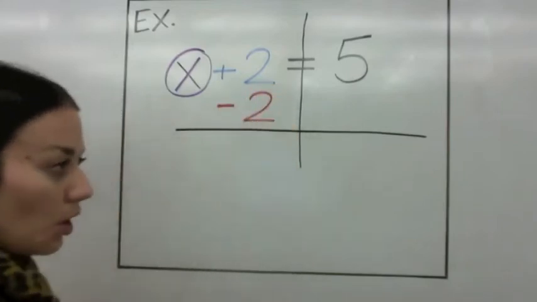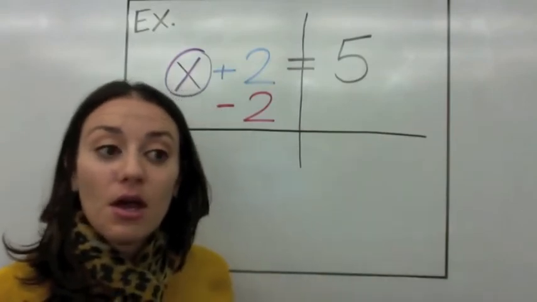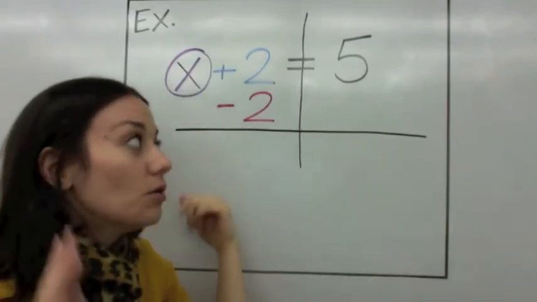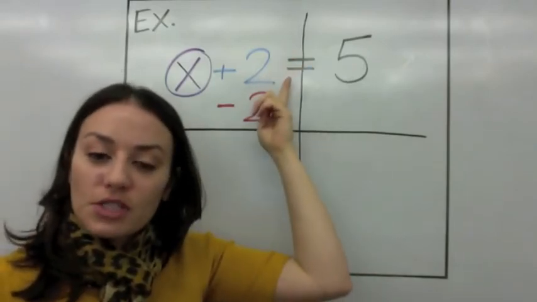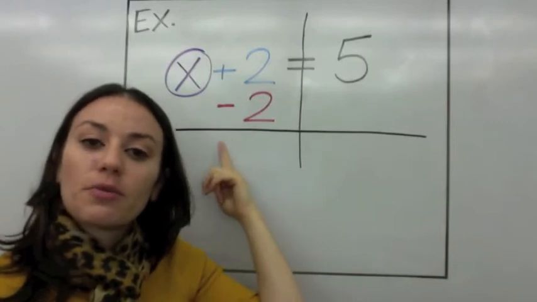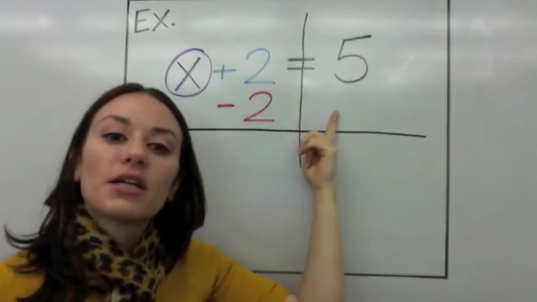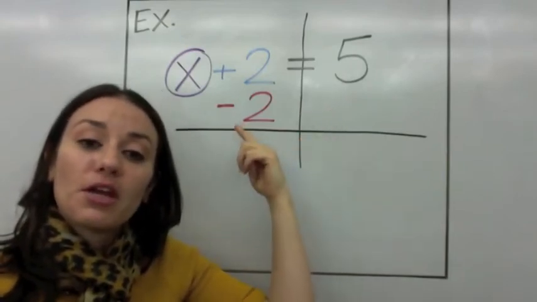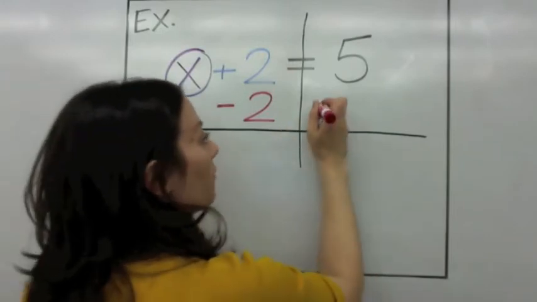Now, remember, an equation must be balanced. What does that mean? Repeat after me. What you do to one side, you must do to the other. So here's the equal sign. We subtracted 2 from this side. Now we have to go to the other side of the equal sign. Okay? And what do we have to do? If we subtracted 2 from here, what do we have to do here? We have to subtract 2.